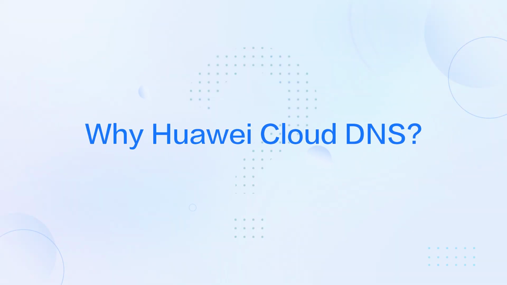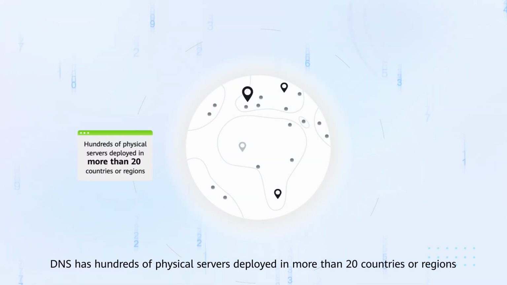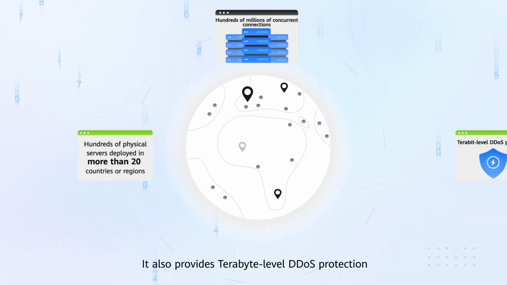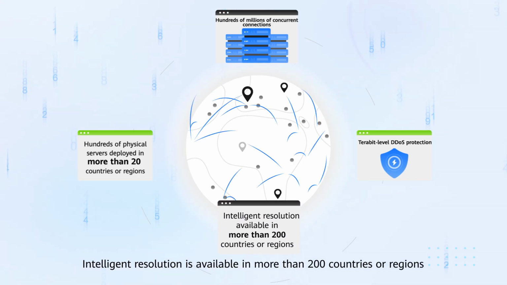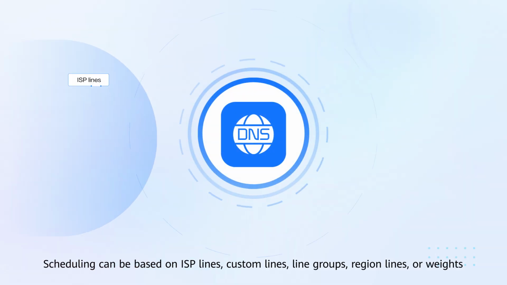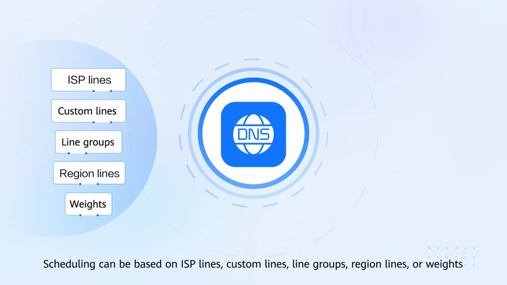Why Huawei Cloud DNS? DNS has hundreds of physical servers deployed in more than 20 countries or regions. It can handle hundreds of millions of concurrent queries. It also provides terabyte-level DDoS protection. Intelligent resolution is available in more than 200 countries or regions. Scheduling can be based on ISP lines, custom lines, line groups, region lines, or weights.